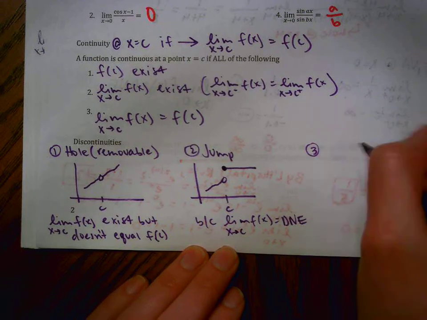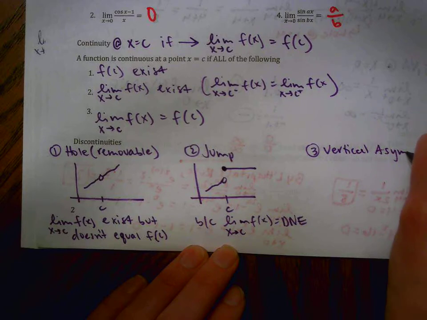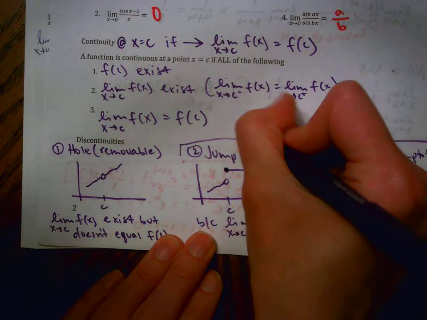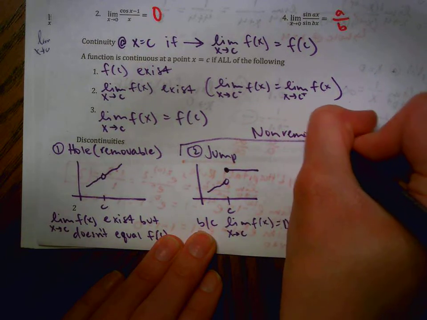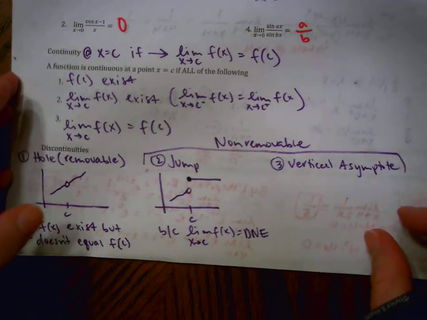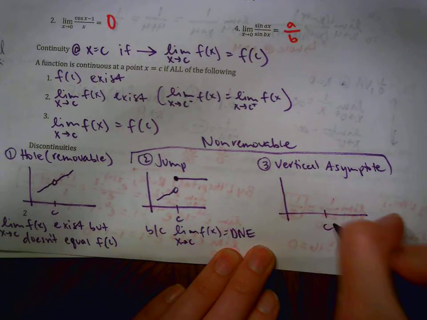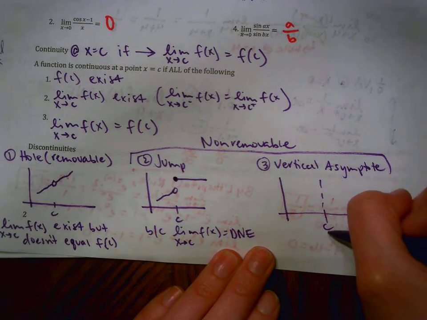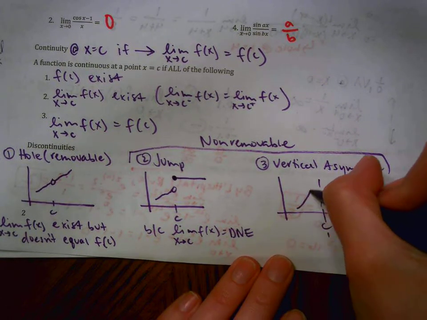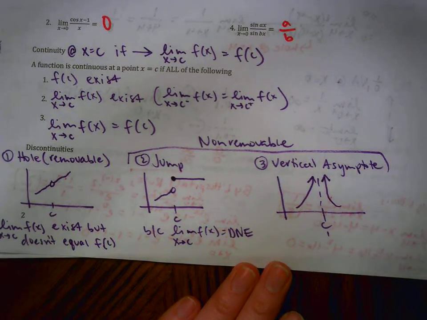And the last type is a vertical asymptote, which we've already touched on. So these are your two non-removable. We know what a vertical asymptote looks like. If you have a vertical asymptote at c, it's this imaginary line that your graph goes along forever, but never touches. It can be going up along it, or going down along it, or both sides could be going up, or both sides going down.